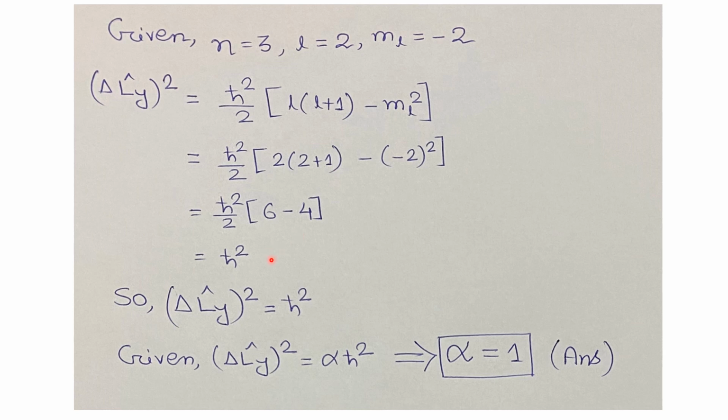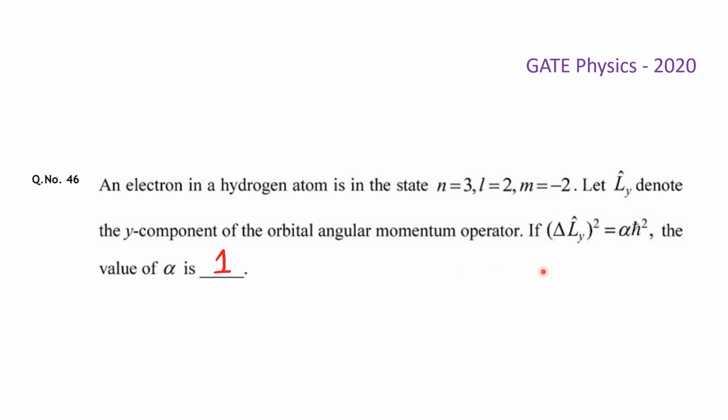Now it is given in the question that (ΔLy)² is equal to αħ². Here α equals 1 from our result. So the final result is α equals 1. So according to our solution for this electronic state in the hydrogen atom, that is n equals 3, L equals 2 and m equals minus 2, the value of (ΔLy)² equals ħ². So the alpha value will be 1 in our case.